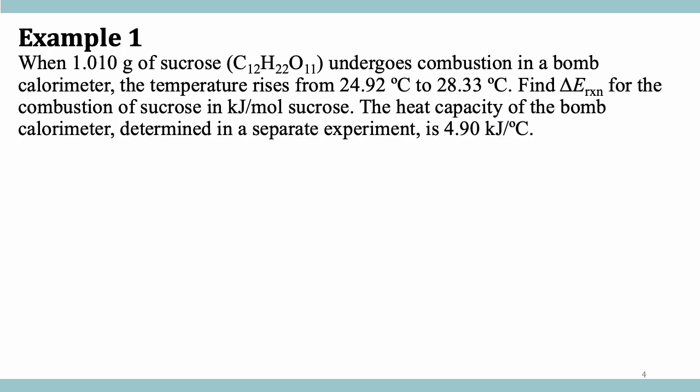Questions would look something like this. When 1.010 grams of sucrose undergoes combustion in a bomb calorimeter, the temperature rises from 24.9 degrees Celsius to 28.9 degrees Celsius. Find delta E of the reaction for combustion of sucrose in kilojoules per mole. The heat capacity of the calorimeter is given to us, 4.90. So what's given to us is the mass of sucrose, the initial temperature, and the final temperature of the calorimeter.